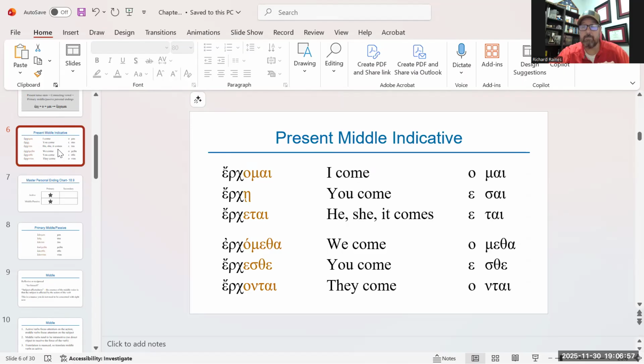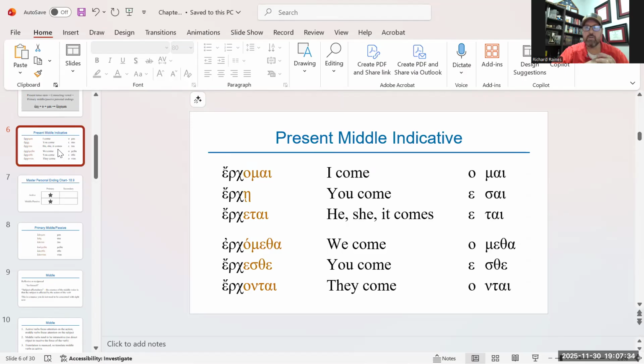And you can refer to your textbook. Dr. Mounce does a really good job of laying that out. Because we don't have a middle voice in English, you're just going to translate it as active. So if you were to parse erchomai, that would be present middle indicative, first person singular from erchomai, because erchomai is one of those words that only appears in the present middle or passive. It doesn't have a present active indicative.